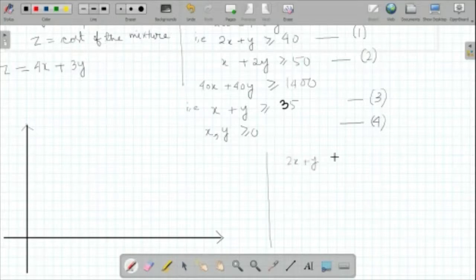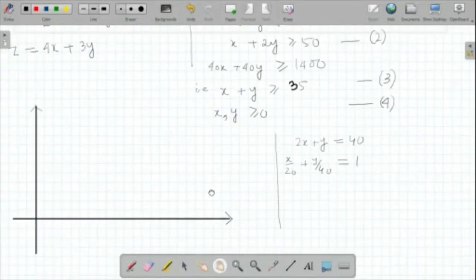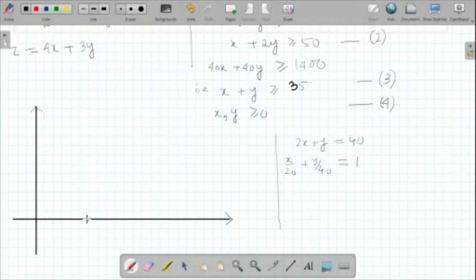2x plus y equals 40. To draw the graph, we have to find the intercepts and make the right side 1, that means divide by 40. So x by 20, y by 40. I got x as 20, and y is cut at 40. So let's say this is 40, and then you have to join these 2 points.